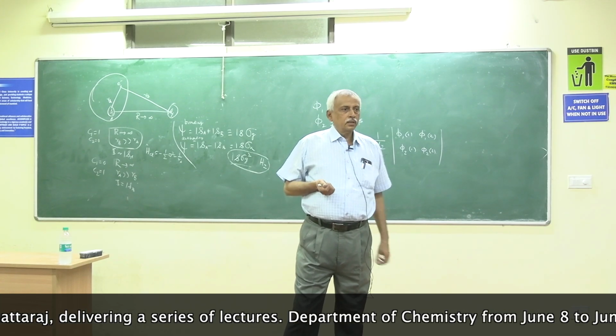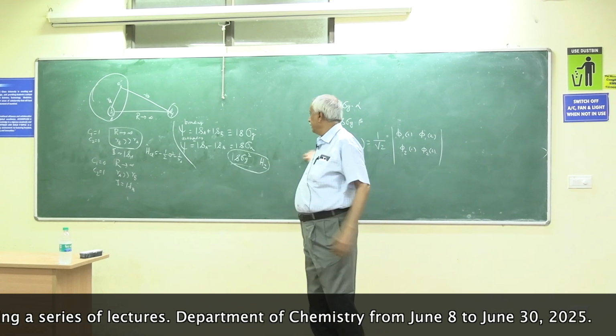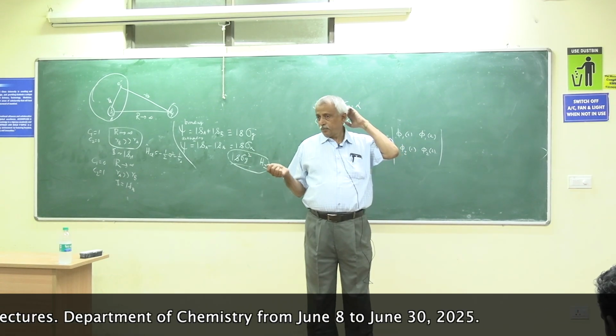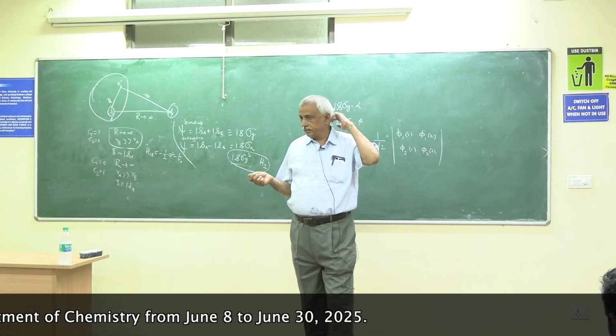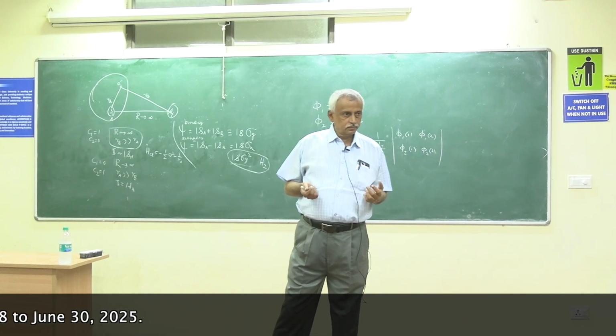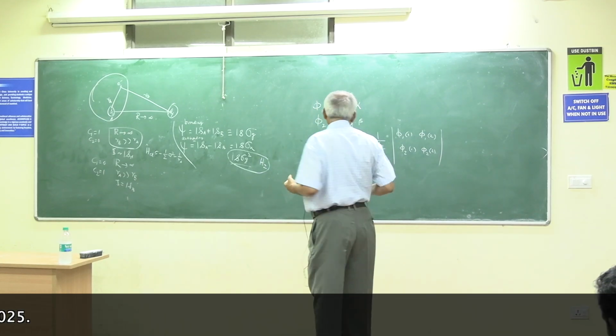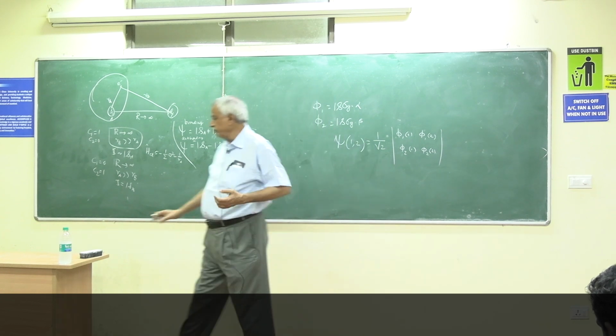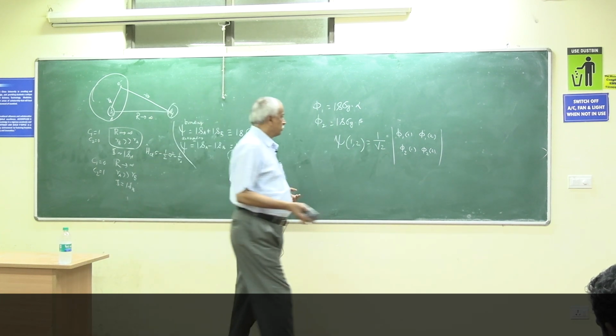Now there is another important and popular electronic structure method. One is molecular orbital theory, the other is valence bond theory. That means there we talk about the bonds, valence bond theory.